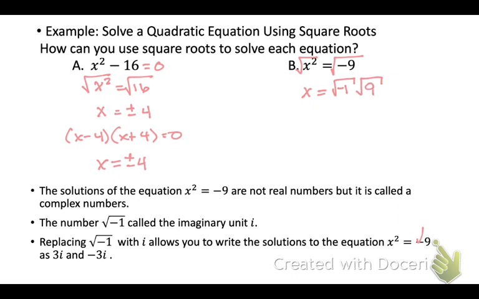The square root of negative 1 equals i. So I get plus or minus, what's the square root of 9? 3. And the square root of negative 1 equals? i. So it's plus or minus 3i. Okay, this is called an imaginary number. We cannot graph it. It's in the complex number system.